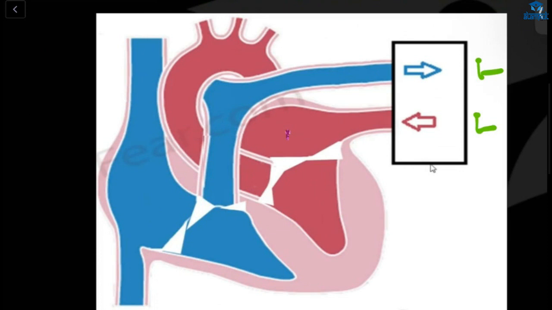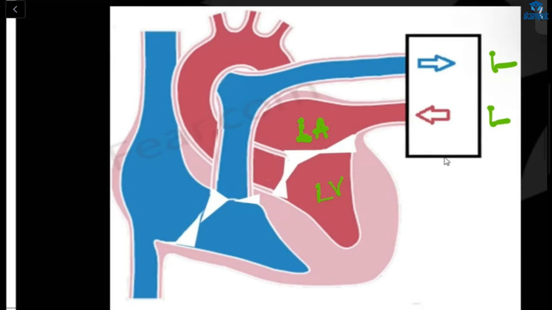Ma'am, the left arteries. Atrium. Artery is different. Artery is blood vessel. Atrium is heart chamber. Okay, receiving chamber, blood receiving chamber. This is left atrium. Next, what is this? Ventricle.